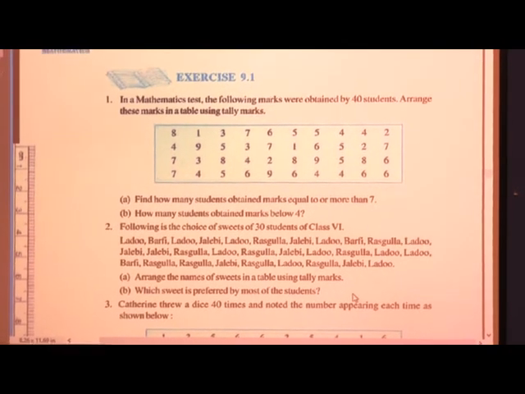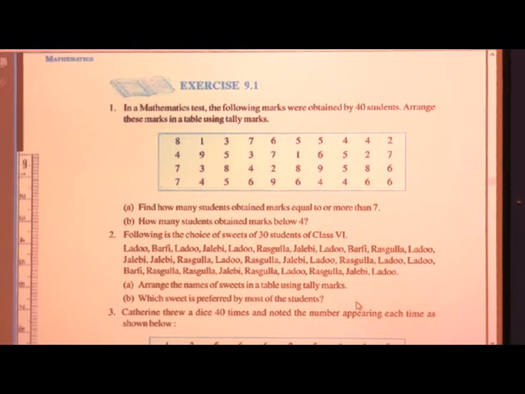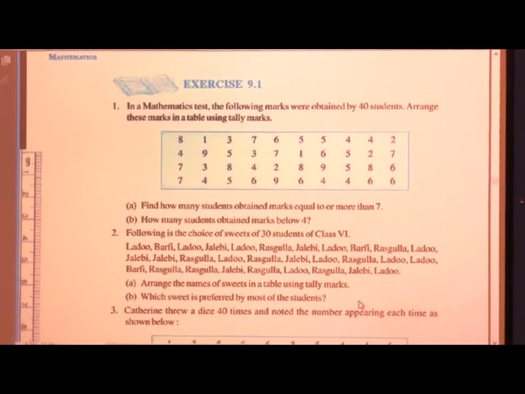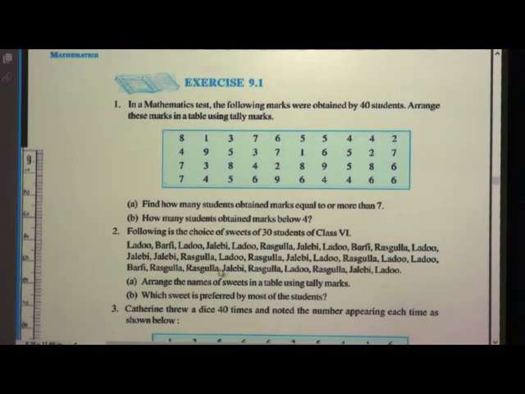So in today's class we are going to see a few more examples of this type. Till now we have seen organizing the data, then pictograph and interpretation of pictograph. So we will solve a few examples from exercise 9.1 now.